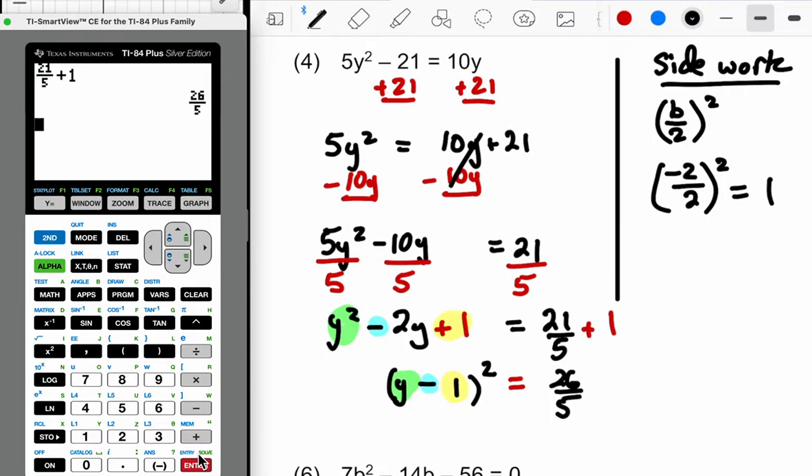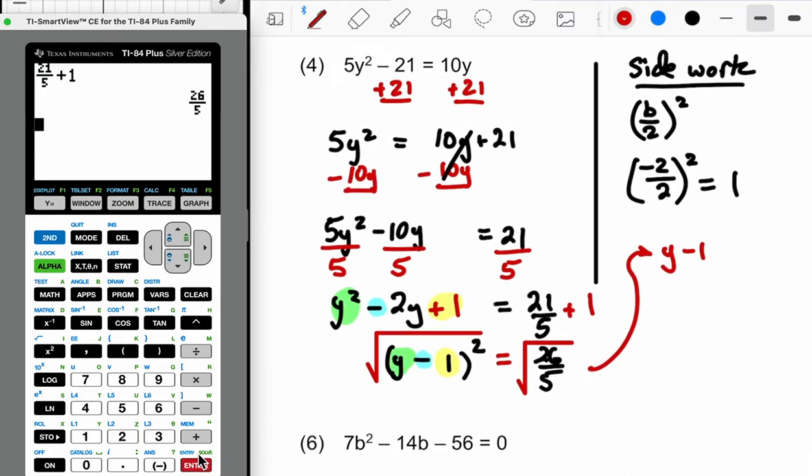So now I'm going to take the square root of both sides. All right. Square root of both sides gets rid of the radical on the left. I'm sorry, it gets rid of the power of 2 on the left, but it introduces a radical on the right. All right, so I'll just continue on over here. Y minus 1 is equal to plus or minus the square root of 26 over 5.